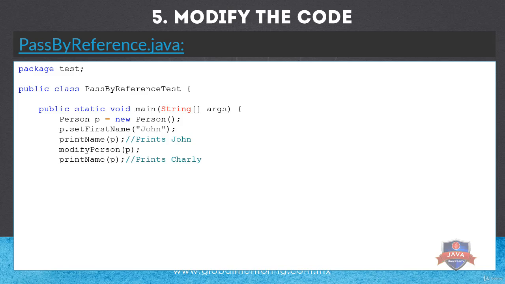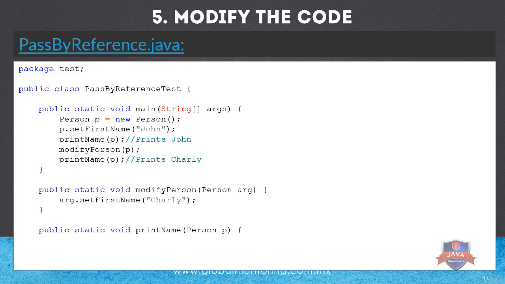So this method will change the attribute of the person object. So let's create these methods. So we create the method modifyPerson. This is public, static, void, modifyPerson, and receives an argument. This argument is of type Person called arg. And this method modifies the attribute firstName. So we can change the name from John to Charlie, because both variables P and arg are pointing to the same object. So in this case we are passing the reference of the object.